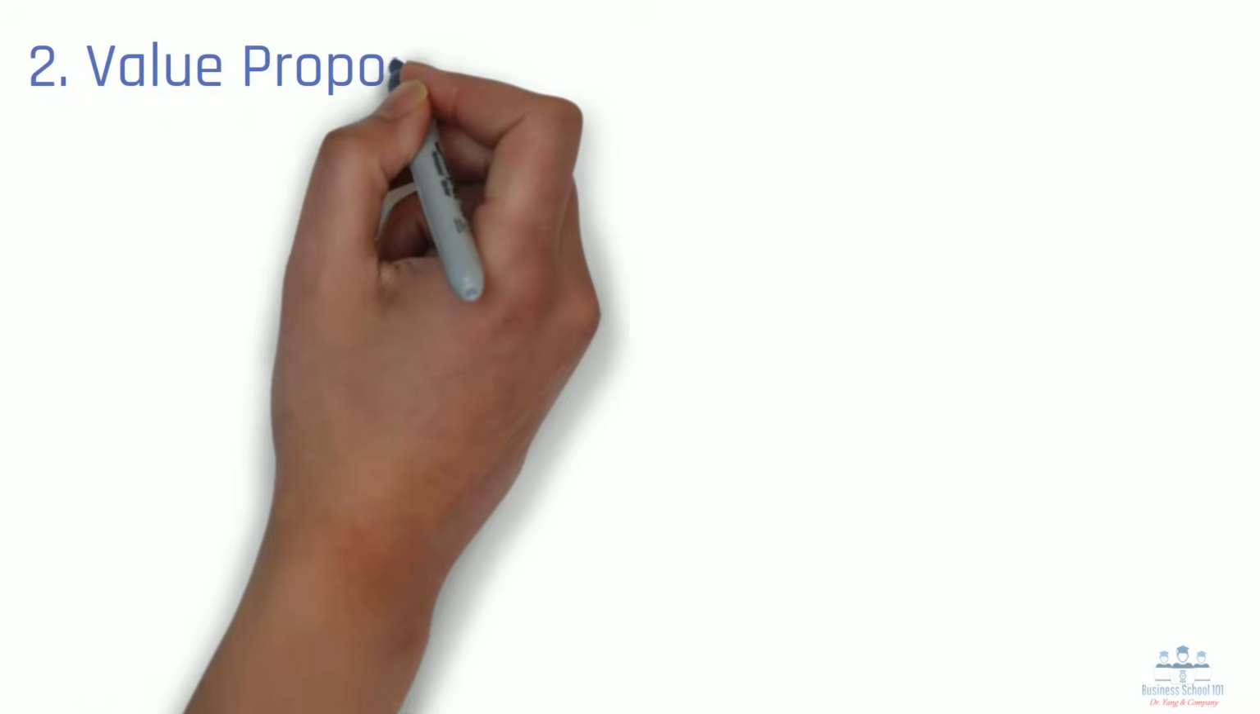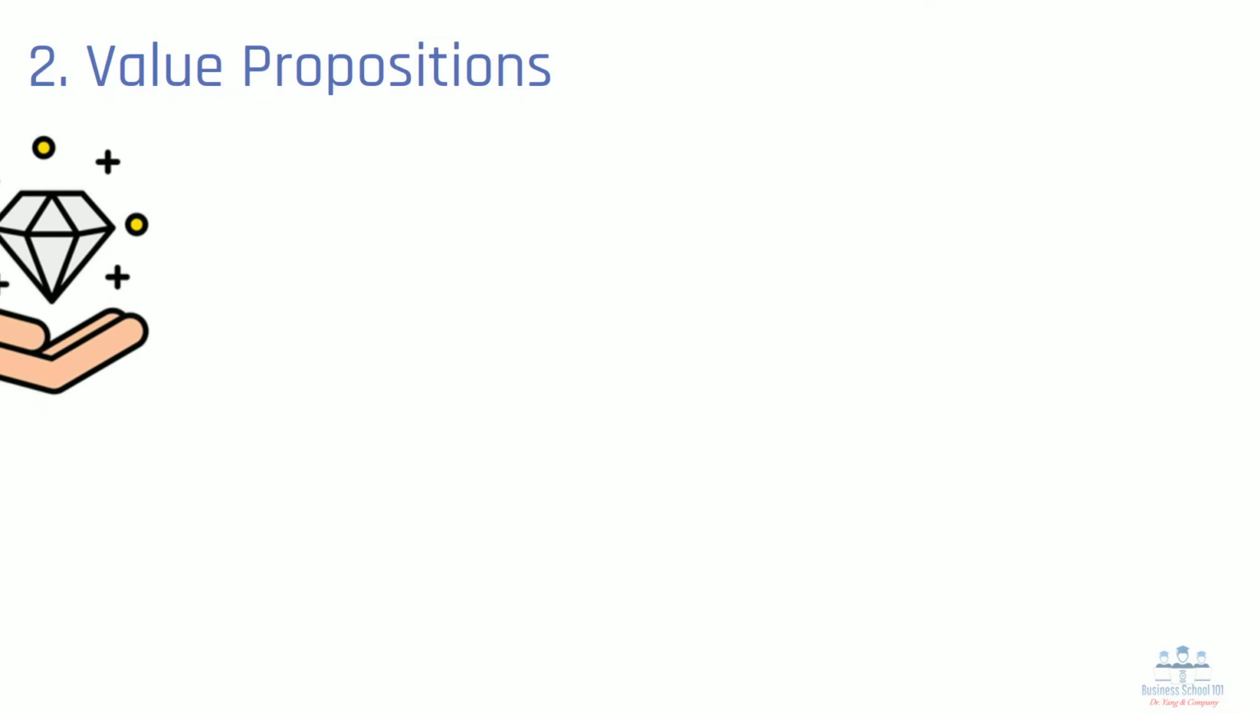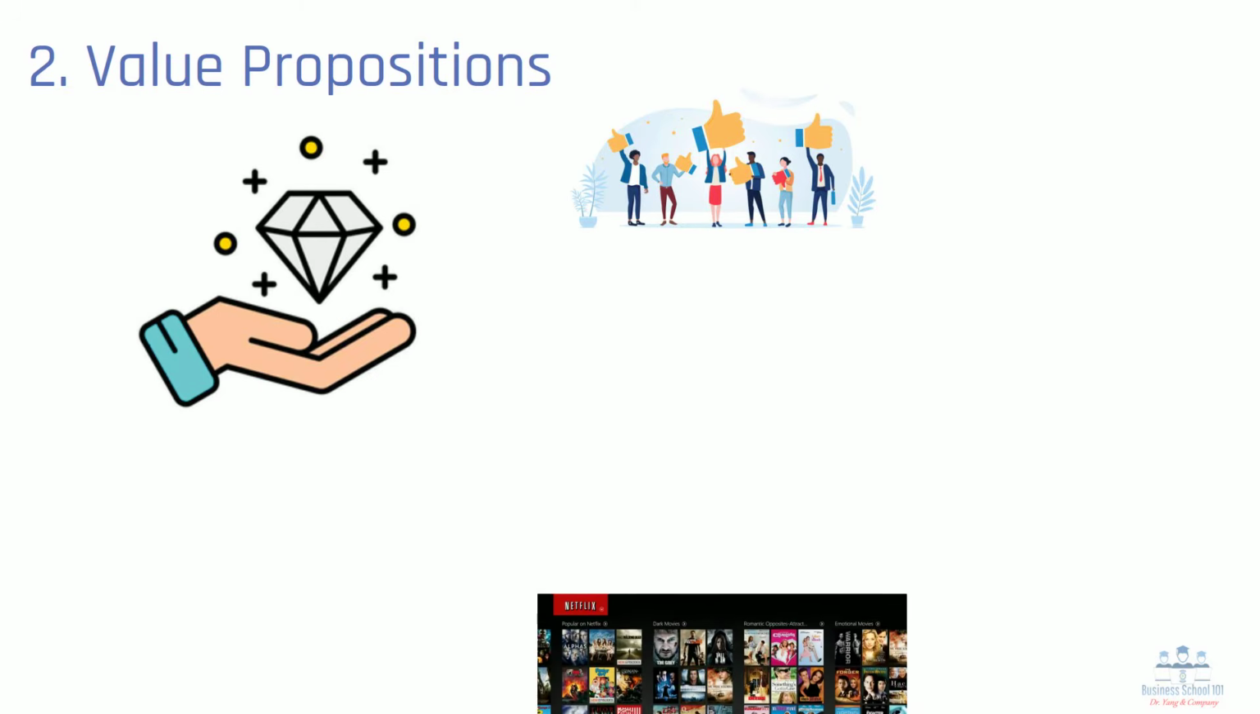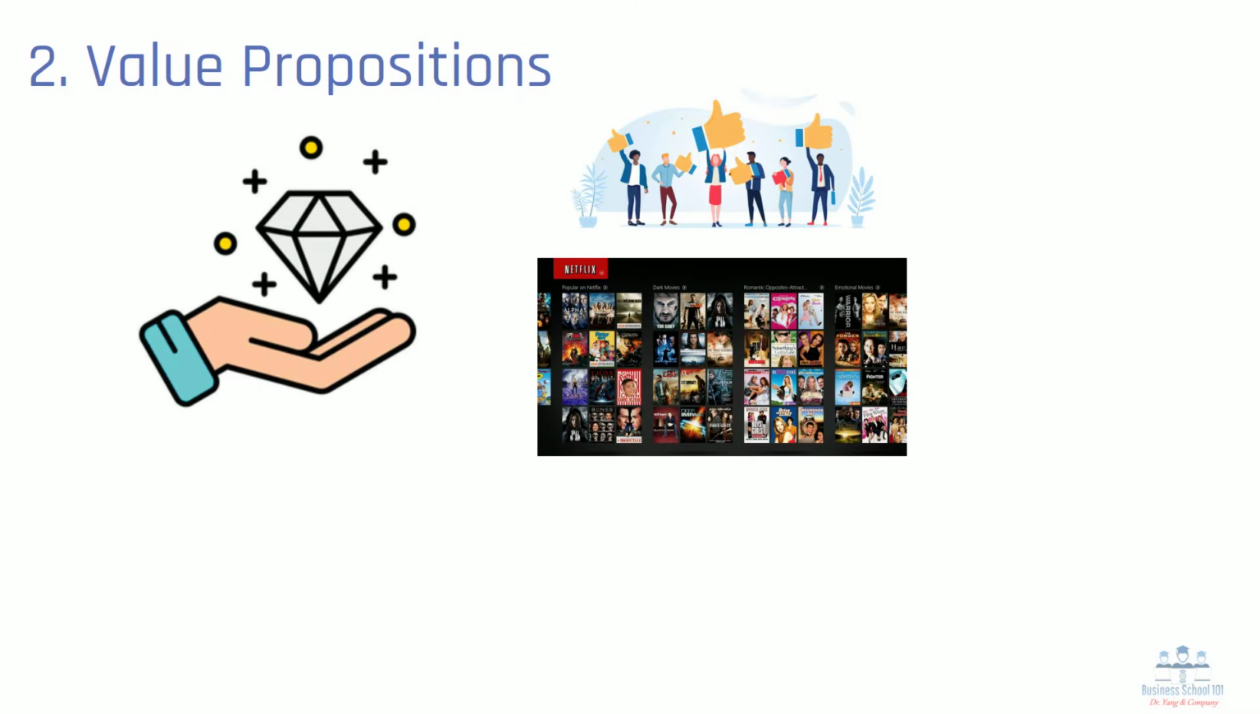Number 2. Value propositions. This block explains what value a company delivers to its customers. It highlights the products and services that solve customer problems or fulfill their needs. For example, Netflix's value proposition is offering a vast library of entertainment, accessible on demand, at a competitive price.